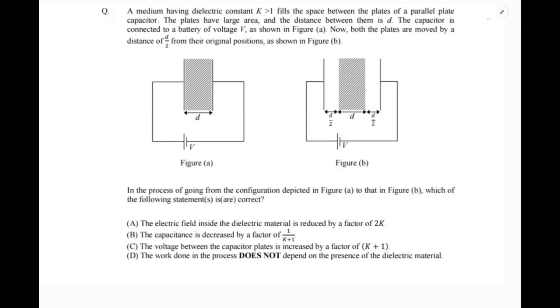The capacitor is connected to a battery of voltage V as shown in figure A. Now both the plates are moved by a distance d by 2 from their original position so as to attain the configuration given in B. In the process of going from the configuration depicted in figure A to that in figure B, which of the following statements is or are correct? We need to think about electric field, capacitance, voltage and work done in the process.